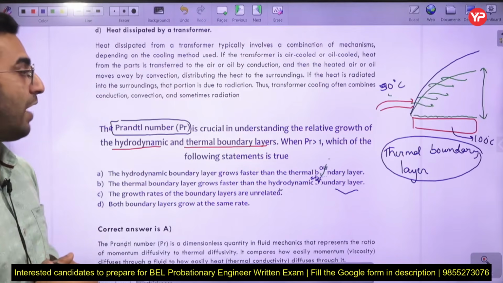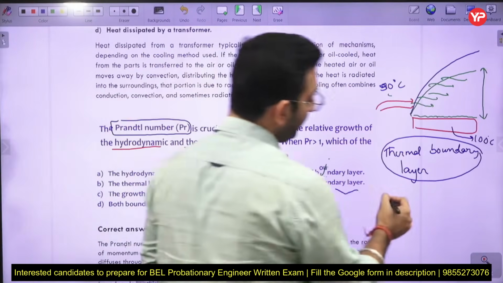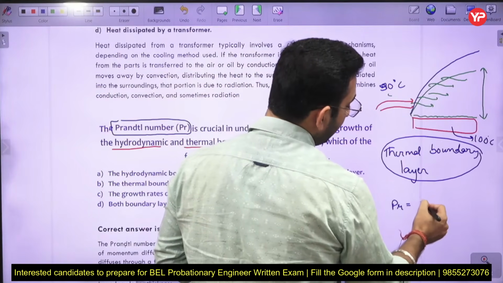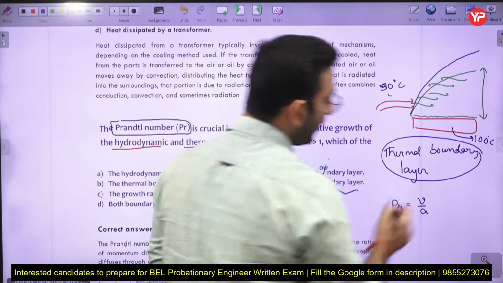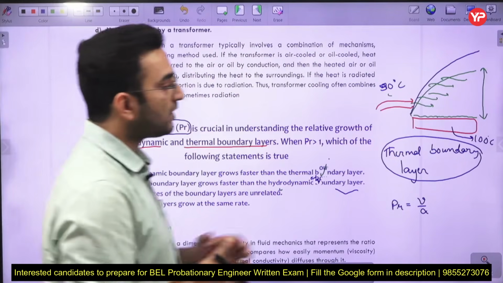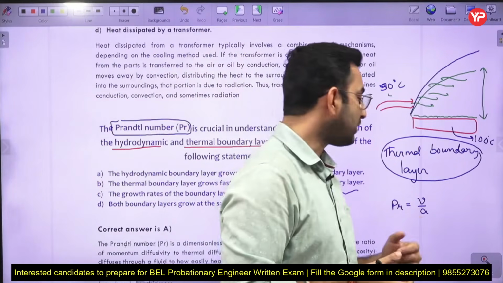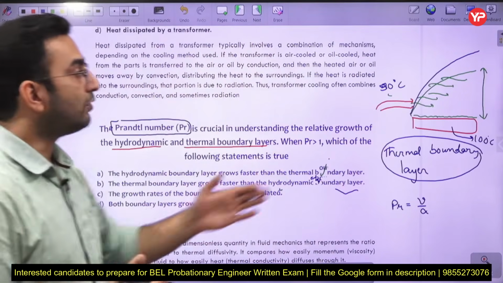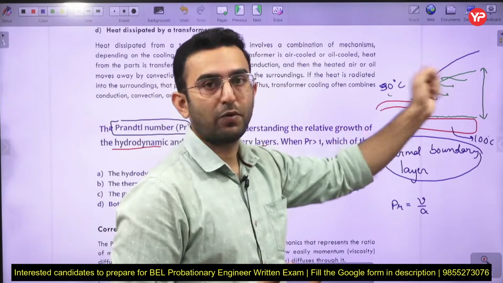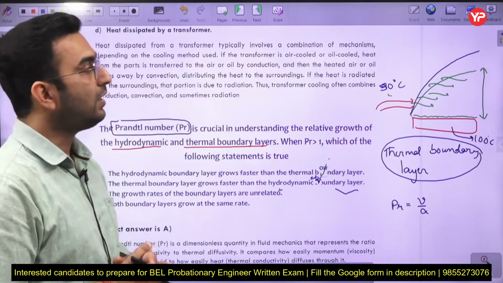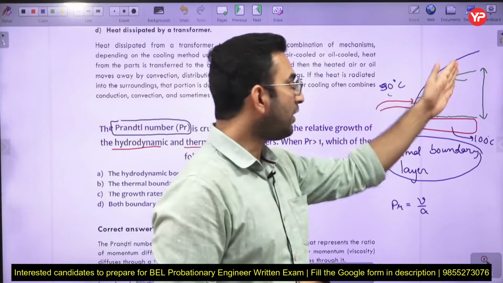Now in this case, first of all, the Prandtl number is mathematically defined as the ratio of the kinematic viscosity to the thermal diffusivity. So what is the physical significance of kinematic viscosity? It tells you about the momentum diffusion rate which is taking place through the boundary layer, the hydrodynamic boundary layer. Whereas alpha is the thermal diffusivity, which tells you about the thermal diffusion rate across the thermal boundary layer.